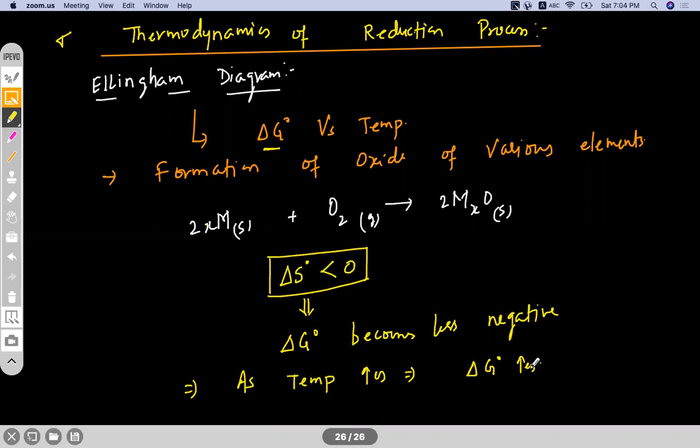So do we have anything about enthalpy of reaction? Whatever it is, delta G naught is delta H naught minus T delta S naught. If this term is negative, overall delta G will increase. The enthalpy change is there, but that is not a major effect here. This becomes positive, so delta G is increasing.